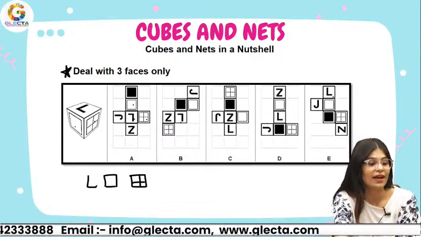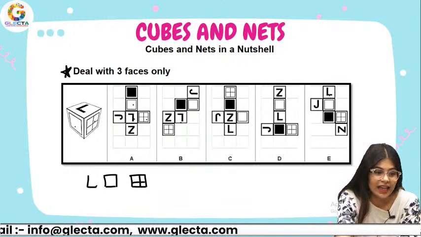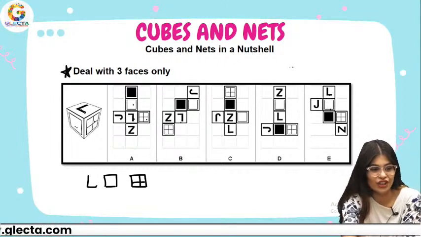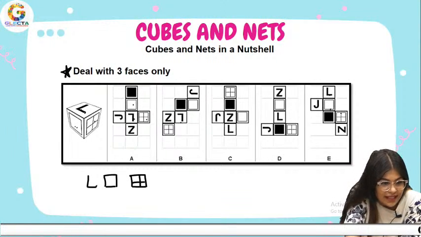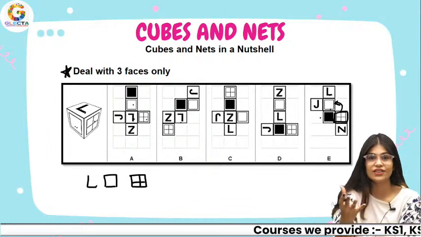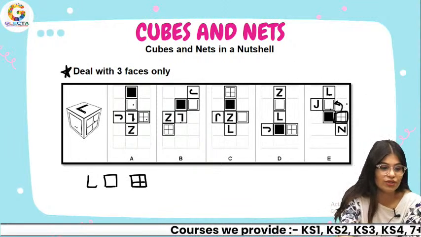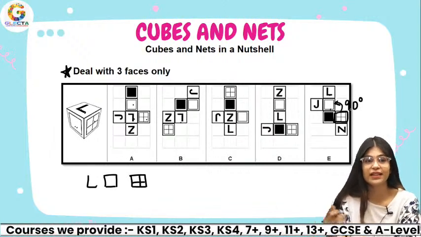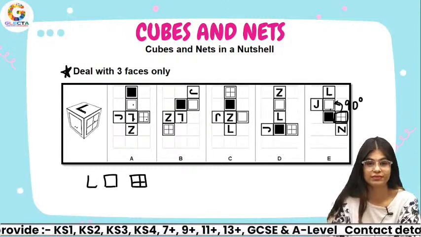Okay. Now let's see E. E has L and this square. L and square at the same position. All you have to do is rotate this one to get it here. And I just told you, all you have to do is rotate this 90 degrees. And you will get your answer, won't you?